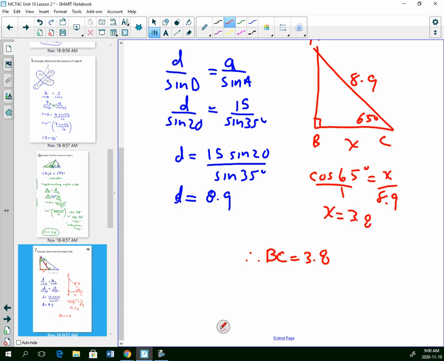Okay, so you're going to get some questions where you have to find one measurement in order to find another. So you need to sort of work your way backwards and then find what information do I need in order to find the measurement that I'm looking for. Okay.